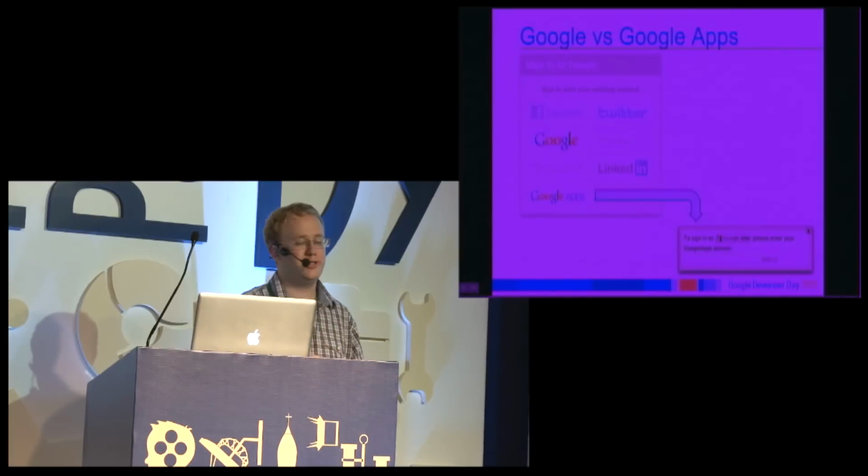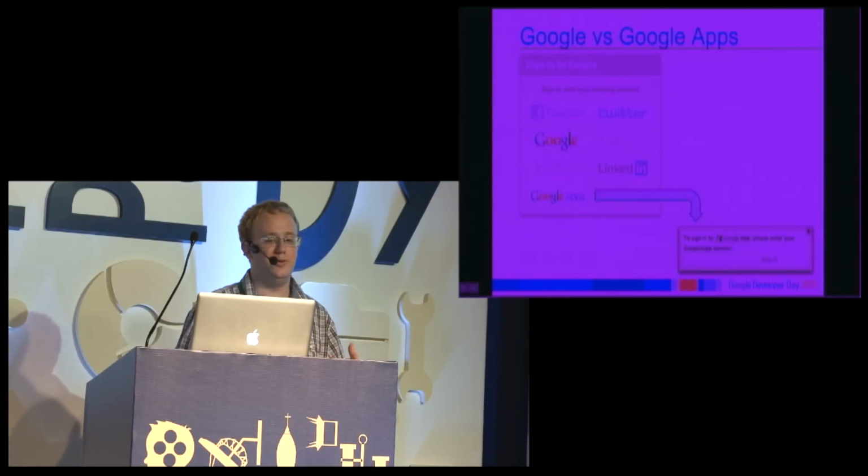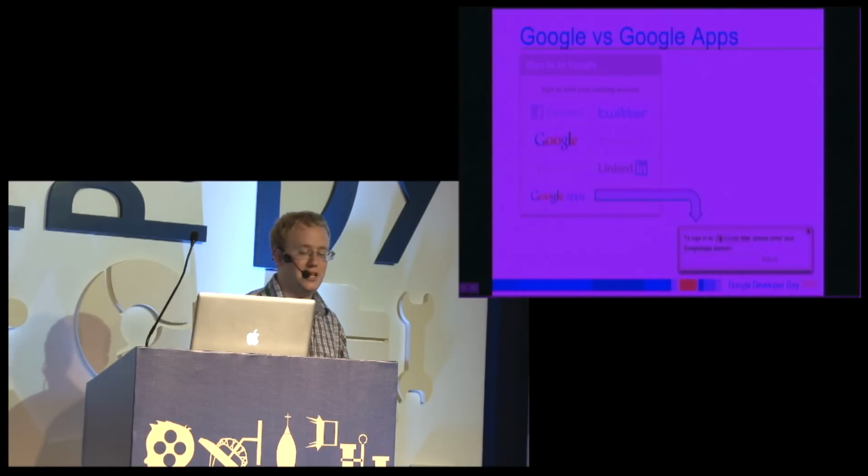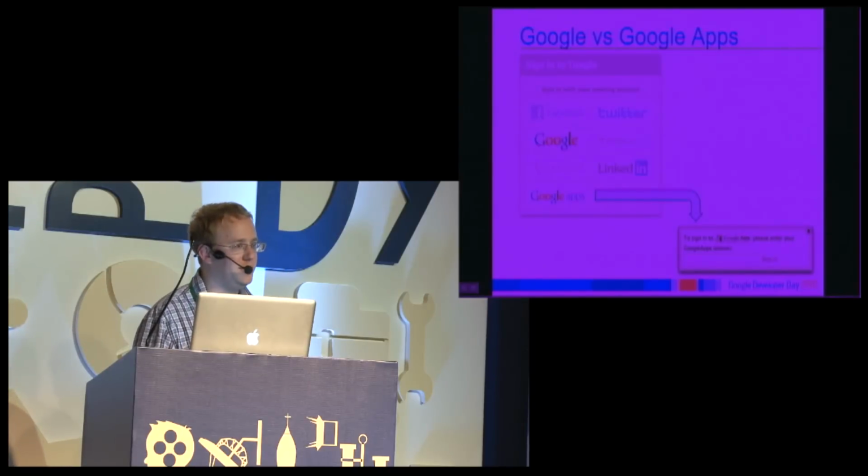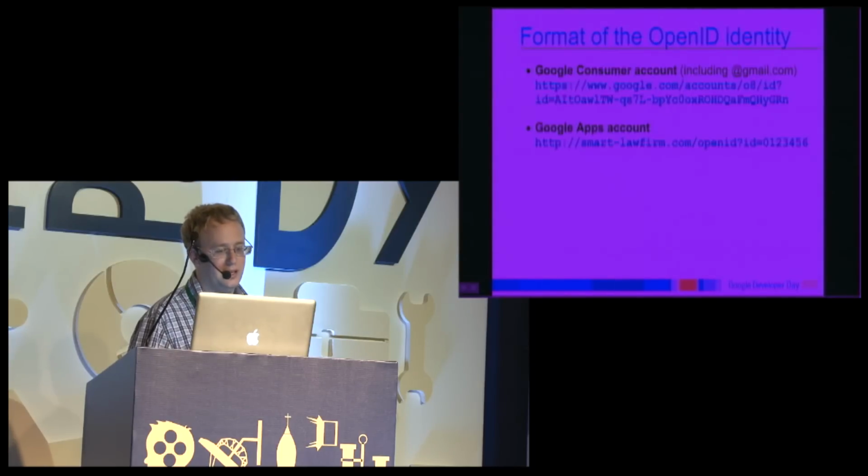Google Apps actually gets partially the way to that ideal world, where you click Google Apps and you can type in your domain name. There's a little bit of special magic sauce here, but Google Apps will issue OpenID identities on your actual domain.